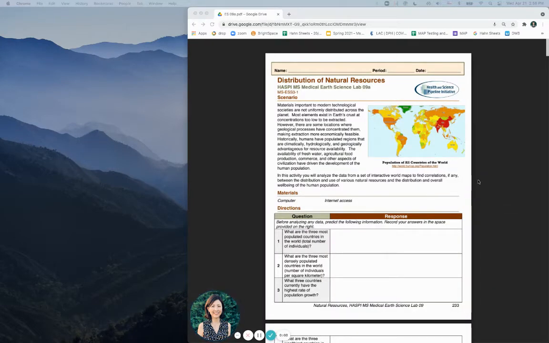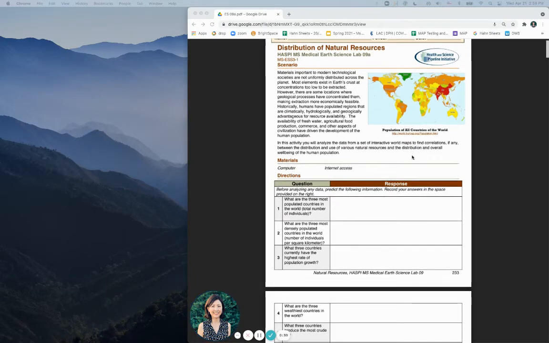I'm going to be explaining how to do this activity, distribution of natural resources. We're going to be looking at data from different countries and seeing how they vary in population, in their density, in what resources they have, and what resources they use. So it's going to be kind of an interesting comparison.